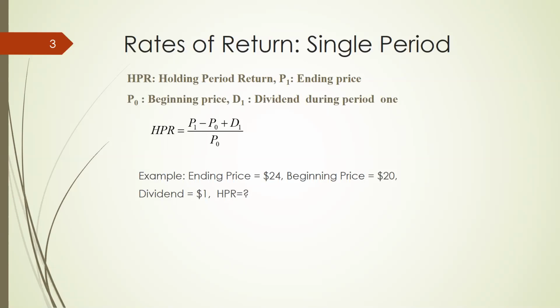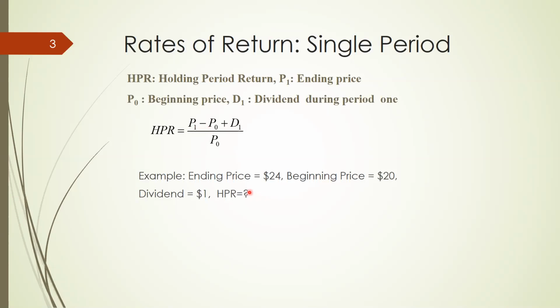To understand the distribution of historical returns, we start with the definition of return. Holding period return, HPR, is defined as the capital gains plus dividend distribution divided by the initial price. Capital gains is measured by the difference between the current and the initial price.